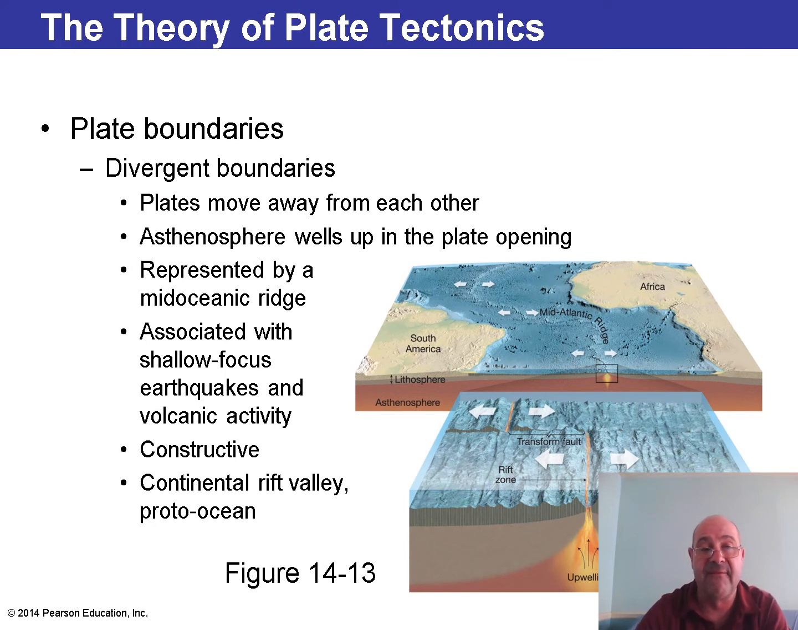All right, so here's my divergent plate boundary. Plates move away from each other. This asthenosphere wells up in the plate opening, and it's represented by a mid-ocean ridge. Again, all these little lines here, boom, boom, you can see they're pulling apart. There's our spreading, and that's what the magnetometer runs across. Okay, we have all these little ridges. Associated with shallow focus earthquakes, and that's because you have the splitting, but you still have some transform plate boundaries that move back and forth past each other.